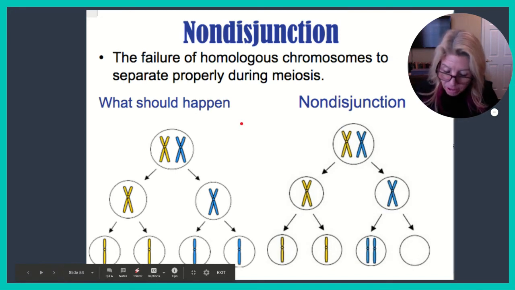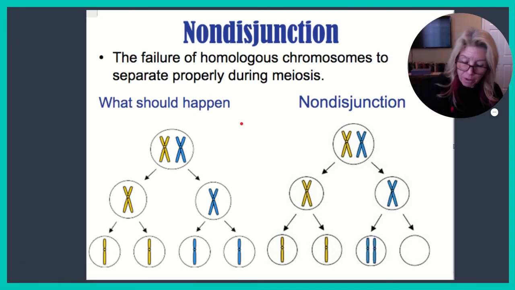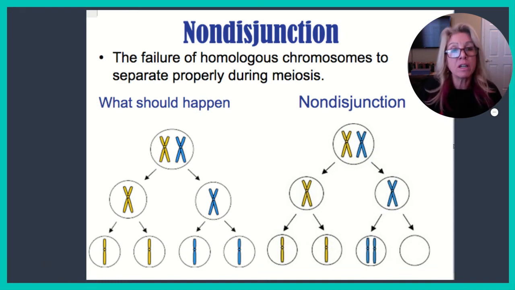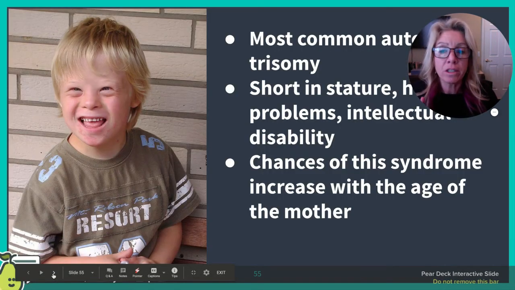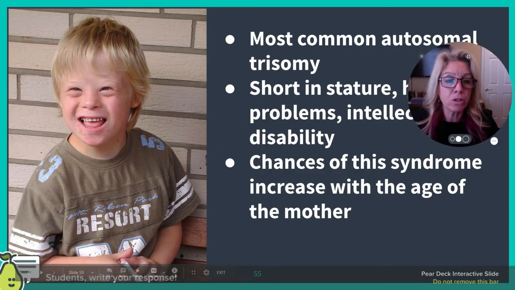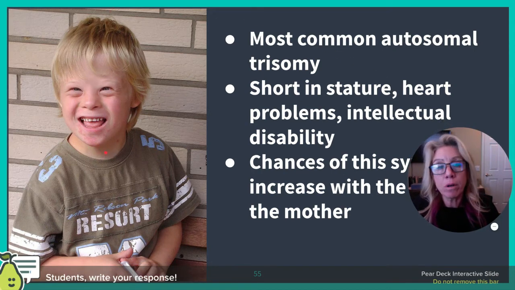Now, non-disjunction is the failure of either homologous pairs or the sister chromatids to separate, and this can cause various syndromes. The most common autosomal non-disjunction is called trisomy 21, the most common autosomal trisomy, and you would know this as Down syndrome.